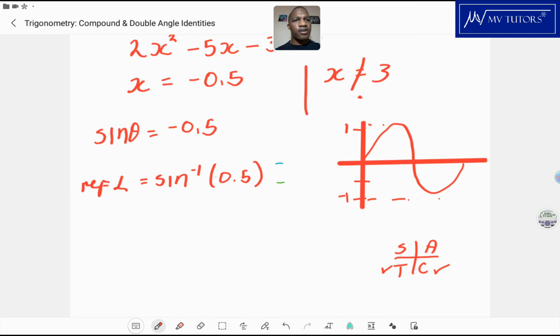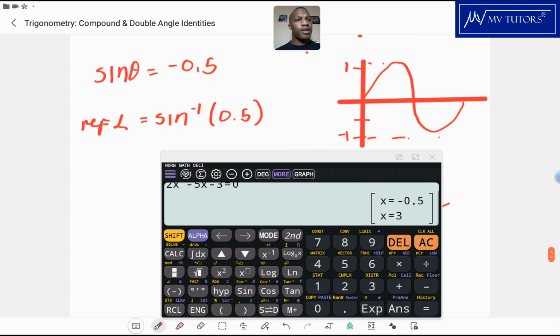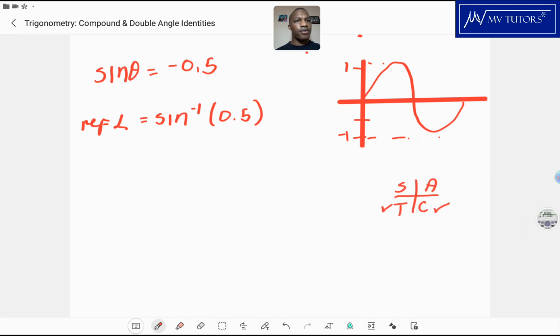But when we come to the calculator, we always put a positive number there. Don't make the mistake of putting a negative one unless you're using the other way of doing it, which I'm not going to teach you now. If you want me to teach it to you, you can book a session with us, and I'll be glad to teach you. So let's go. We need arc sine. Make sure you're in degree mode, 0.5. And we get our reference angle is 30.